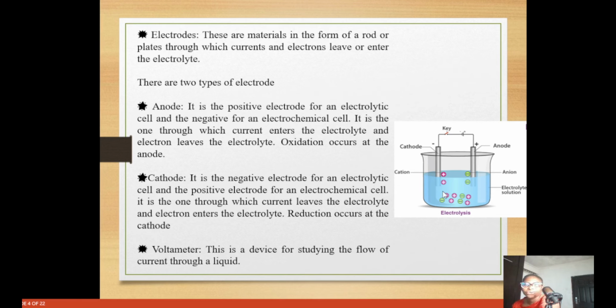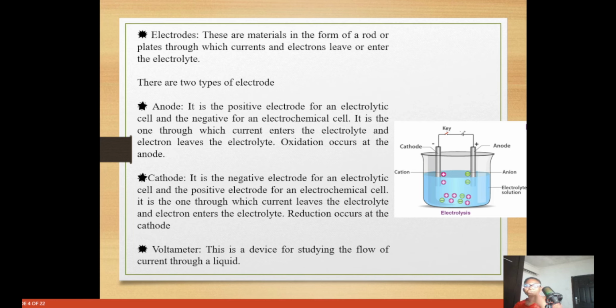There are two types of electrode. We have the anode and we have the cathode. As we can see in the picture, the anode is the positive electrode and the cathode is the negative electrode. Anode, it is the positive electrode for an electrolytic cell and the negative for an electrochemical cell. So for an electrolytic cell, it is the positive electrode, but for an electrochemical cell, it is the negative electrode.